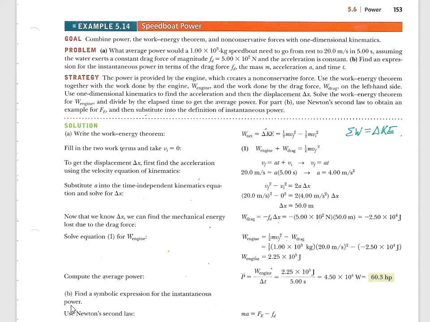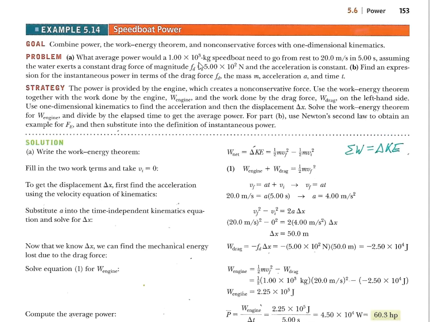Example 5.14, speedboat power. Problem. What average power would a 1,000 kilogram speedboat need to go from rest to 20 meters per second in 5 seconds, assuming the water exerts a constant drag force of magnitude 500 newtons, and the acceleration is constant.